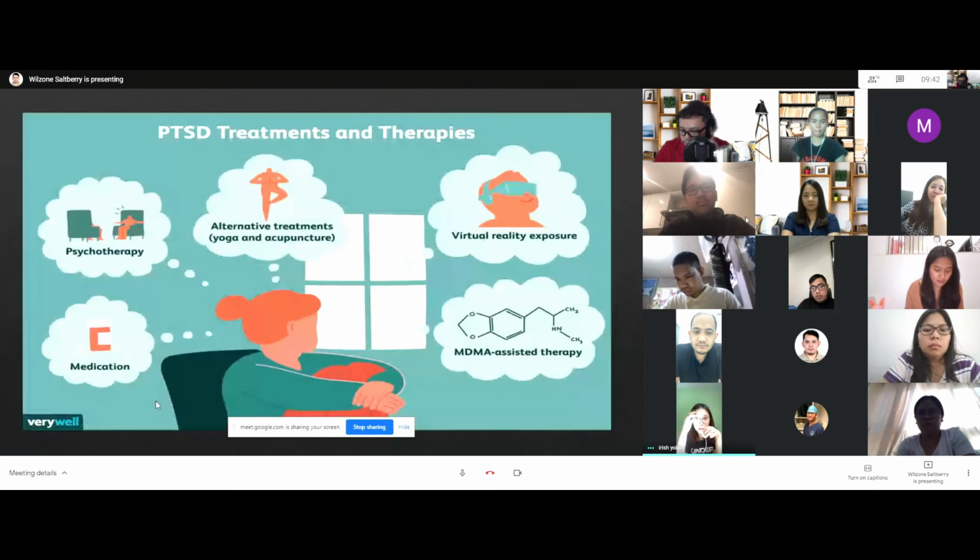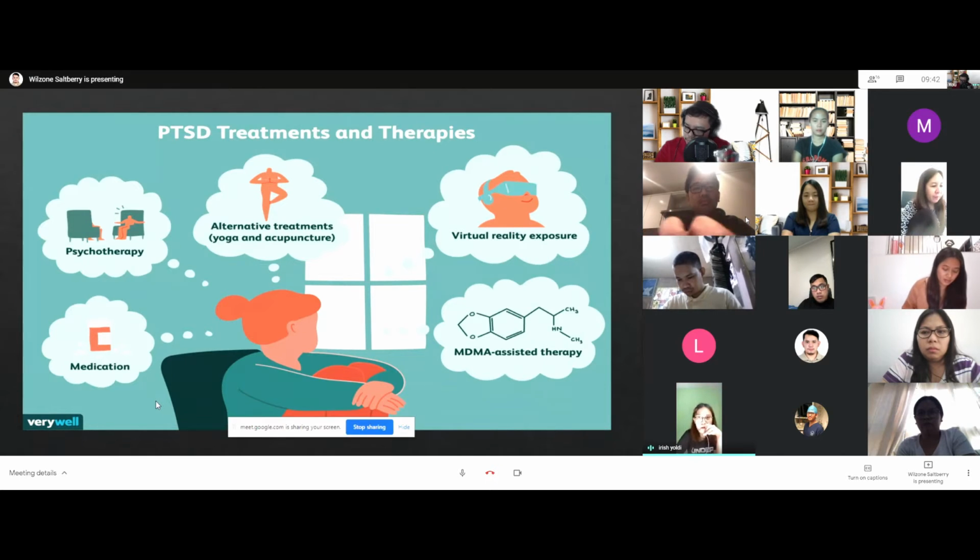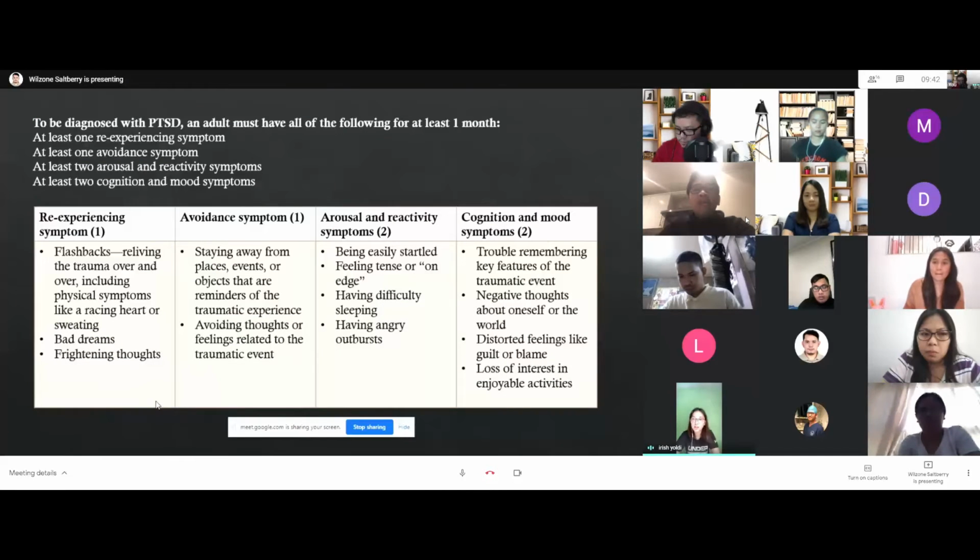So to diagnose PTSD, the adult must have all of these symptoms. For re-experiencing symptoms, we need at least one of the following. In avoidance, we need at least one. In the cognitive and mood symptoms, we need at least two. And for the arousal and reactivity symptoms, we need at least two. Okay, next, sir.